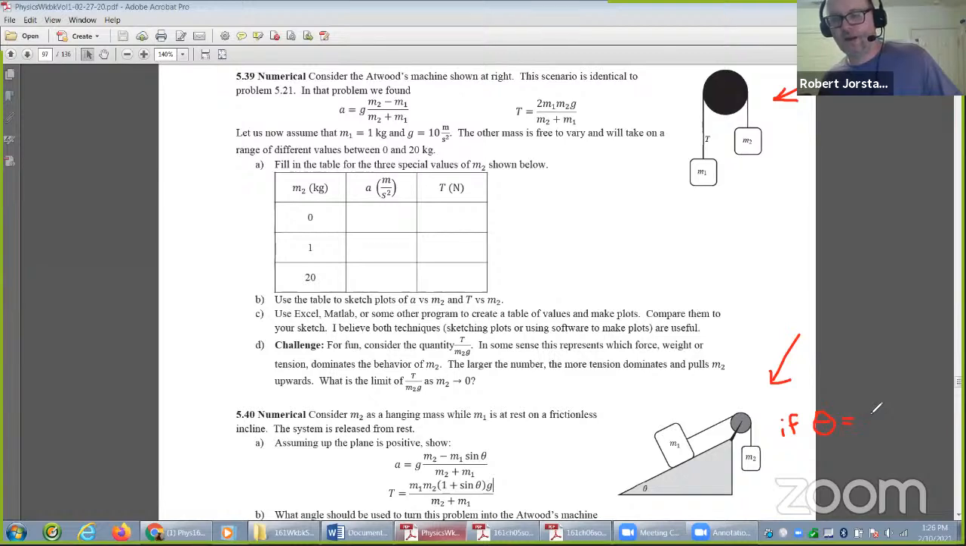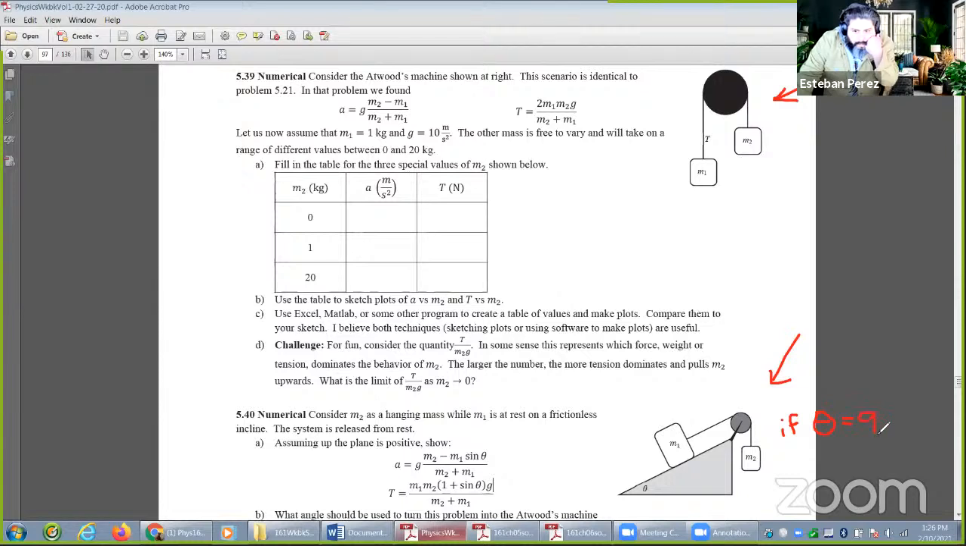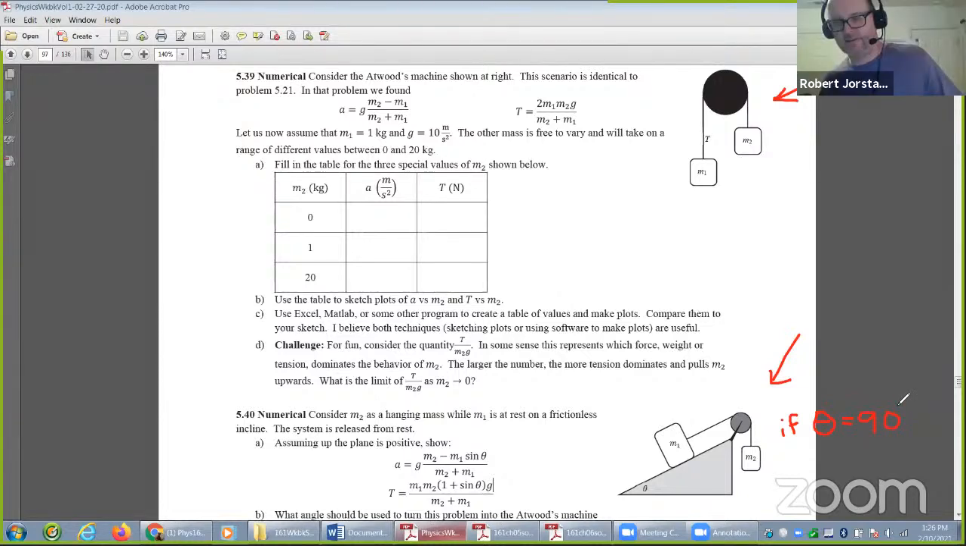What number could I plug in for theta to get problem 5.39? 90 degrees. Think about it. Is 90 degrees right? That would be like this, right? That is the same problem.